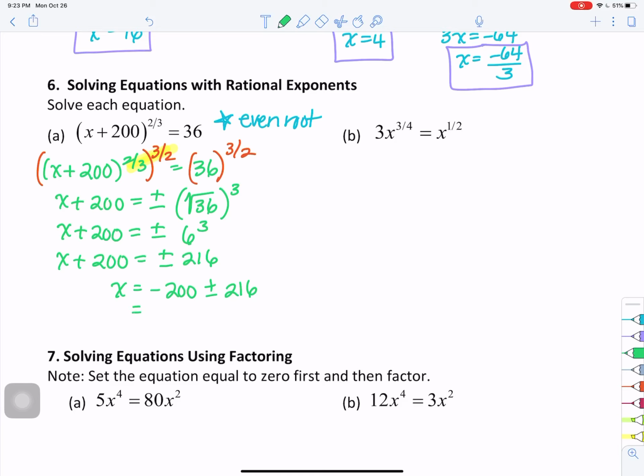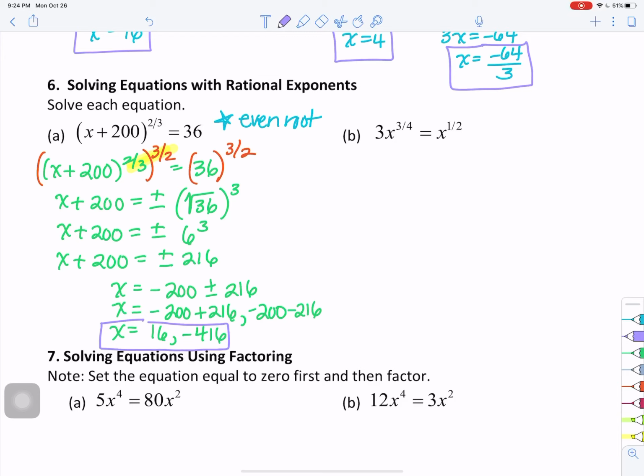Now remember, this generates two different solutions. Since I have the problem on the other side, I'm going to try to do it all right here. So x is equal to negative 200 plus 216, and it's also negative 200 minus 216. And so what you're going to get is a positive 16 and a negative 416. Both of those are our solutions.